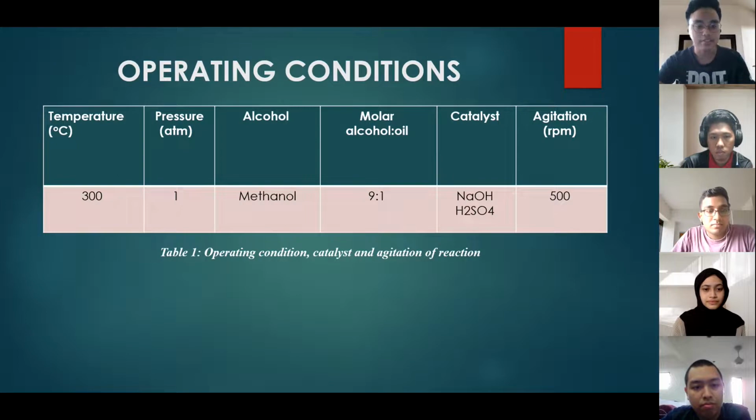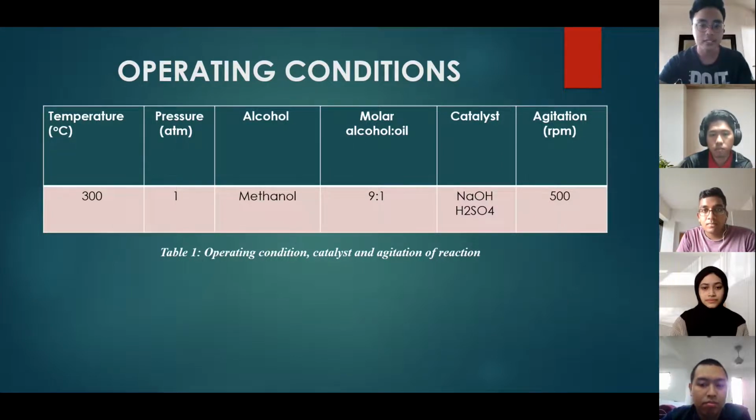This CSTR will be operated by referring to the parameters as shown here. Firstly, we set the operating temperature at 300 degrees Celsius, and it helps to favor the transesterification reaction to occur. And we also use methanol as the alcohol in the transesterification reaction, as methanol is preferred because of its low cost as well as its physical and chemical properties. Methanol also gives the biodiesel produced a good viscosity and boiling point, as well as a high cetane number.